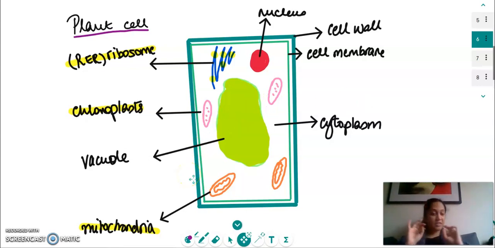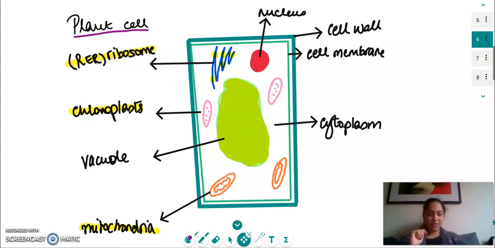Then we have mitochondria. The mitochondria serves the same function for aerobic respiration. It is absolutely integral for giving the cell the energy it needs. Then we have chloroplasts. Now, chloroplasts are not in animal cells. Chloroplasts are what contain chlorophyll. Now, you may have learned this previously in previous years. Chlorophyll is the green pigment that is essential for photosynthesis.